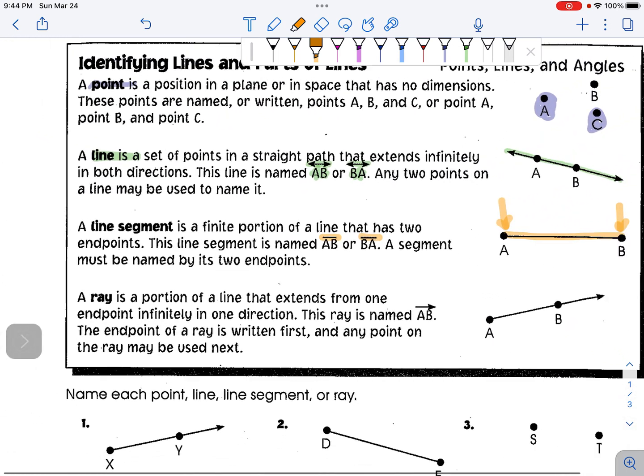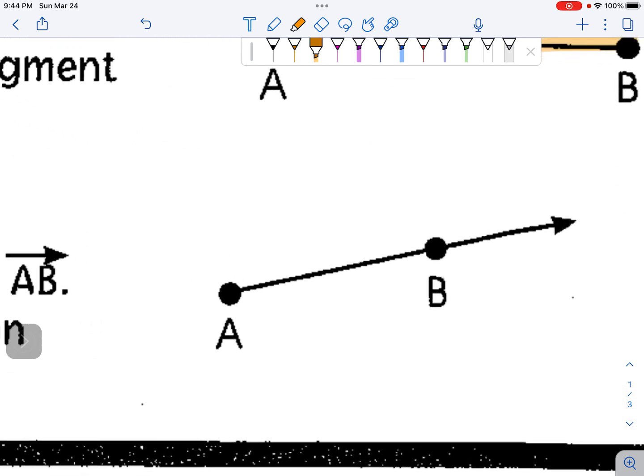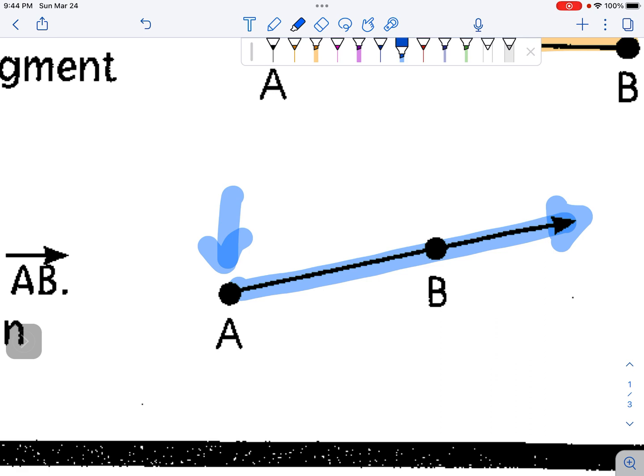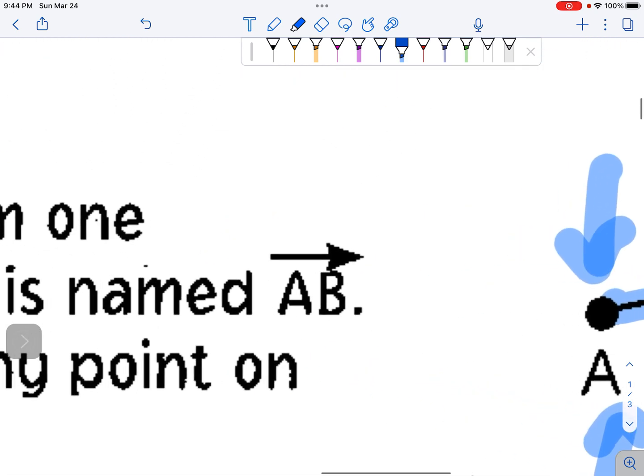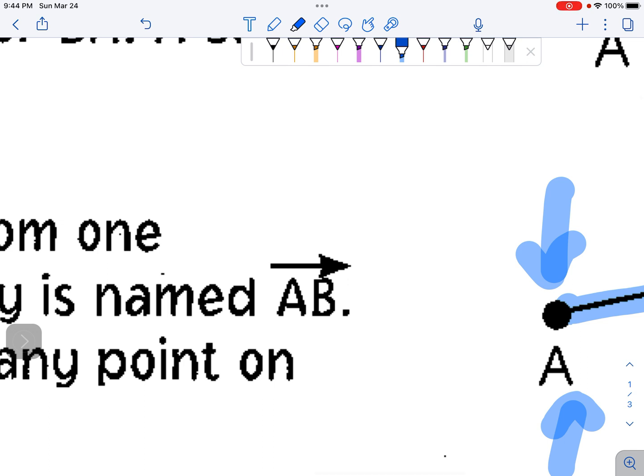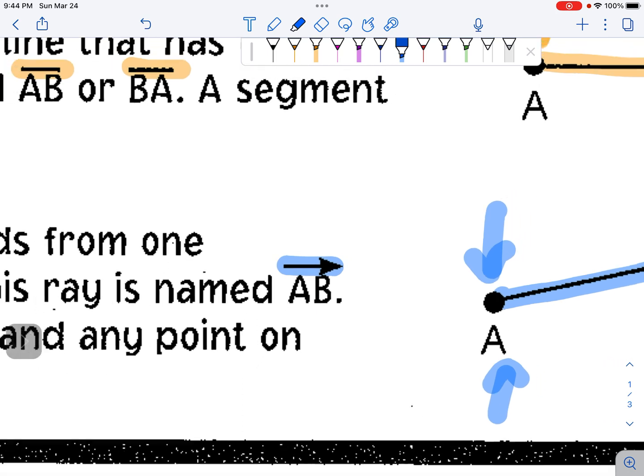But the last one is the one that you have to be a little bit careful on. This is a ray. When I'm looking at a ray, we always start at the point and we extend through to the arrow. So that means we start at A and go through B, which means when you name a ray, you have to do it the same way. Start with A and it goes through B, right?